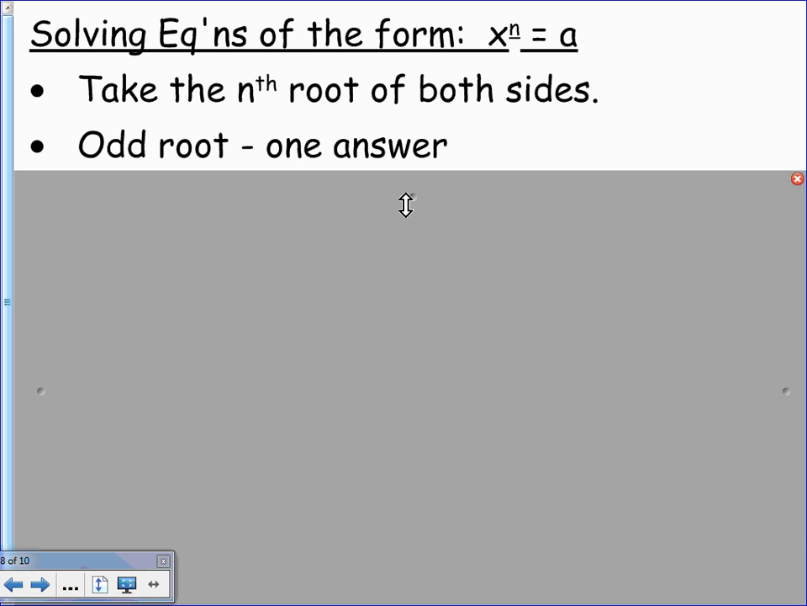If you're taking an odd root, you'll have only one answer. The odd roots, you can take of any kind of number. You can take odd roots of positive numbers, and you can take odd roots of negative numbers, because a number can multiply by itself an odd number of times and end up being negative. You keep the sign of the radicand, the thing underneath the radical, if you're doing an odd root. So the cube root of 8 is 2. The cube root of negative 8 is negative 2. It keeps the sign that's under the radical.